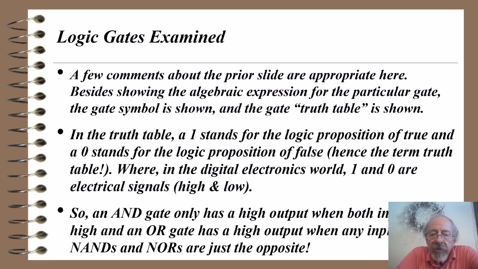I think I've covered this on the prior slide. You can look over this again if you want. In the truth table, 1 stands for the logic proposition of true, and 0 stands for the logic proposition of false. Hence the term truth table. In the digital electronics world, 1s and 0s are electrical signals, typically high and low. One of the things you might question: what do we mean by high and low? In TTL logic, a 1 was 5 volts and a 0 was 0.